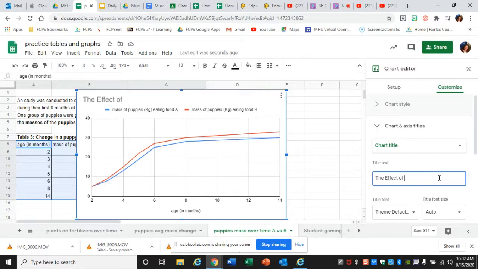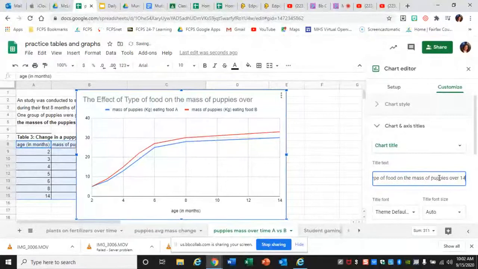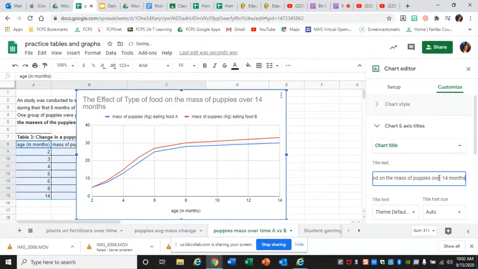So what did we say the IV was for this? Well, Luke already came up with a name, Miss Murdock. Did you really? Yeah, he said the type of food on the mass of puppies. That is exactly it. Wow, Luke, you are a superstar. So type of food is the IV. That's right, on the mass of these. And then I'm also going to add over 14 months because that makes a nice complete title. Okay, good. So that's a good chart title.